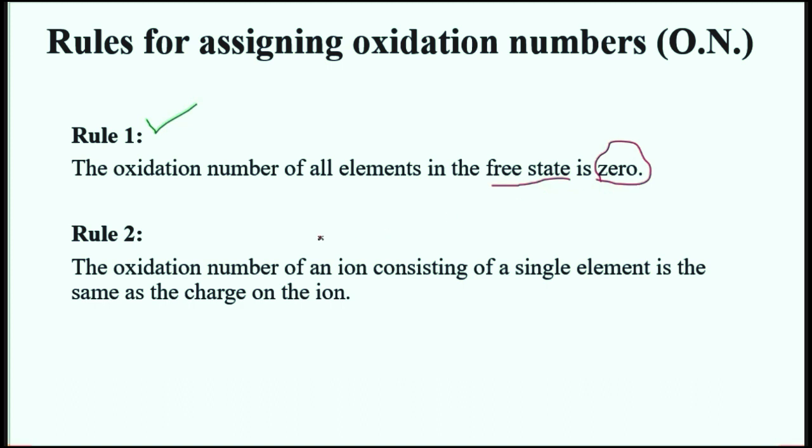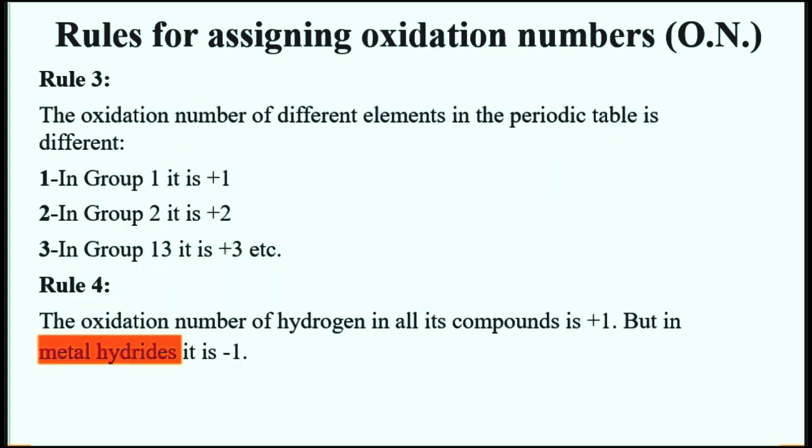Now we are going to discuss rule number 2. If an element is a single ion, it means the charge on it is the charge on the ion. The oxidation number of an ion consisting of a single element is the same as the charge on the ion.